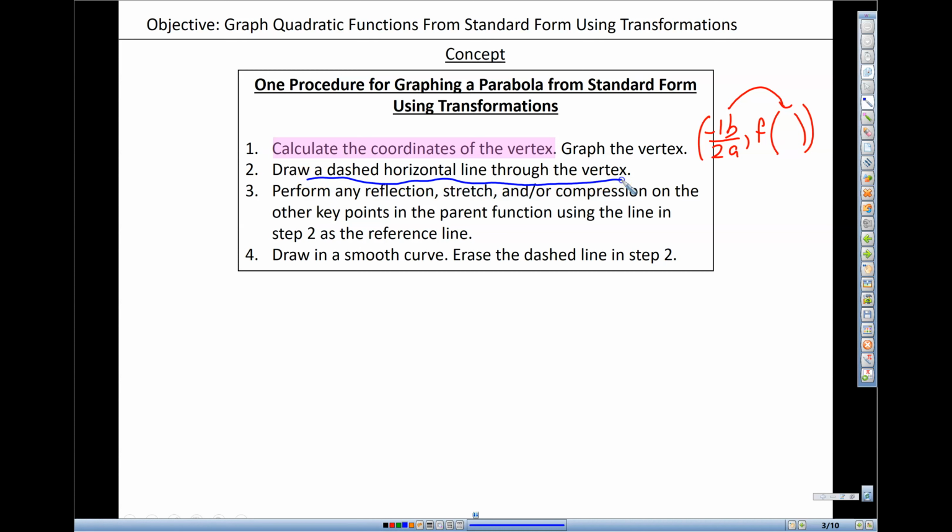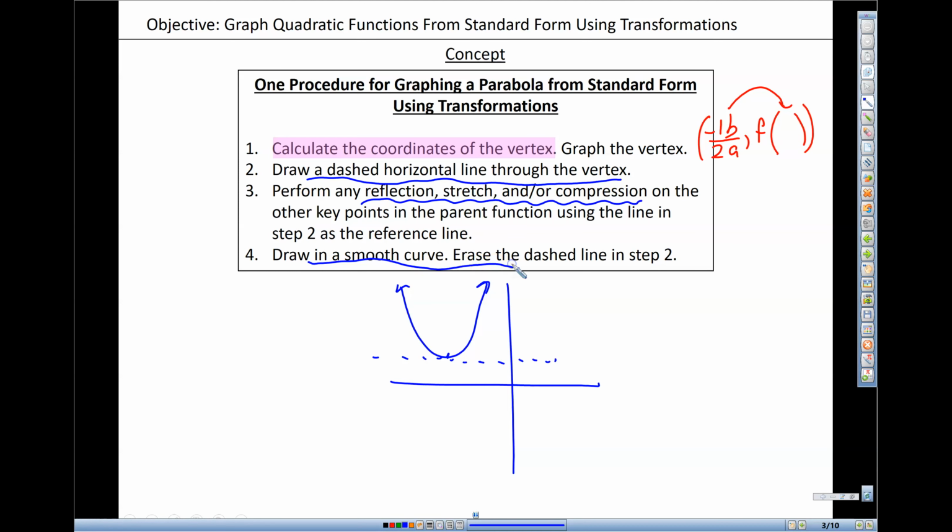So we're going to look at the horizontal line that goes through the vertex. So if I've got this parabola like this, I'm talking about this line right here. That's going to be my line of reference, not the x-axis. And then we'll do our reflections, and if we have a stretch or compression, we'll do that too, and that will give us our other points relative to the dashed line, and we'll be able to draw in our smooth curve parabola, and then we'll erase any dashed line. And some of you might, after a while, not even need to do the dashed line. You'll be able to see it in your head. All right, let's go.